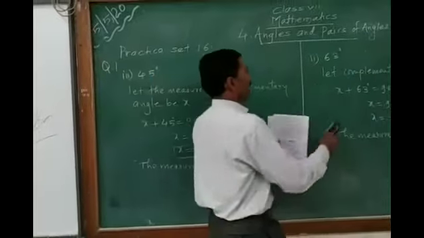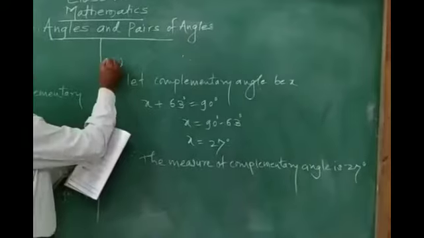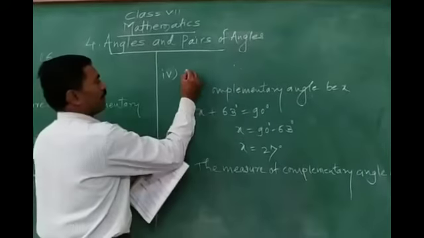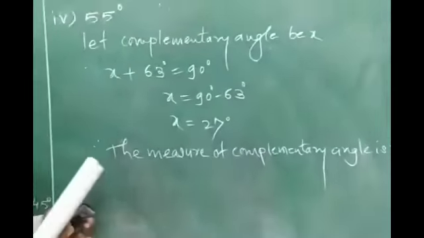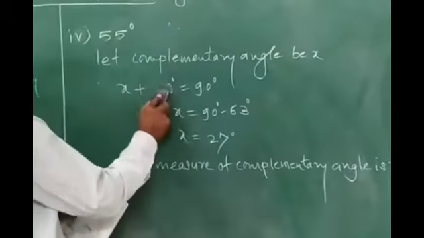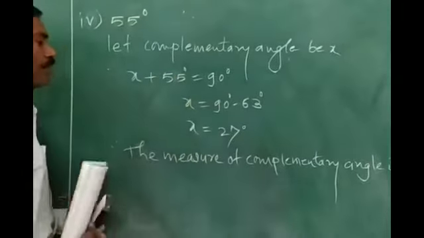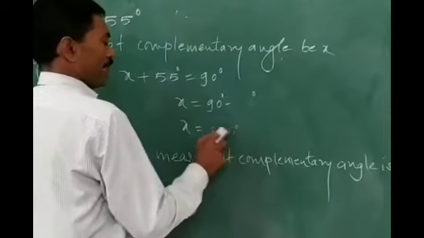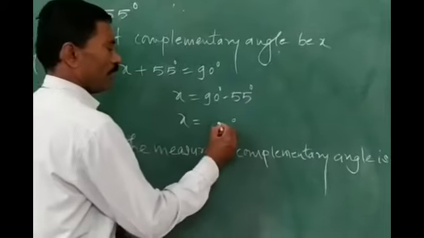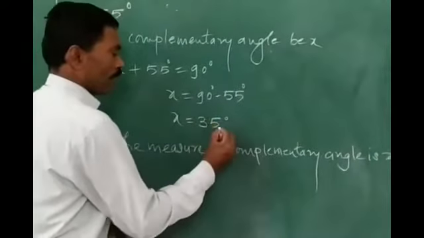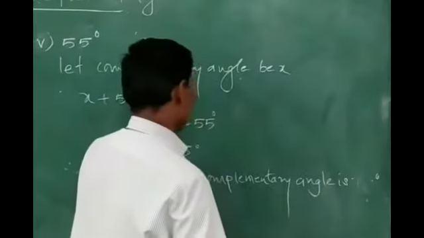Now, the fourth is 55 degrees. Let the measure of the complementary angle be x. Therefore, x plus 55 is equal to 90. 90 minus 55 is 35 degrees. Therefore, the measure of the complementary angle is 35 degrees.